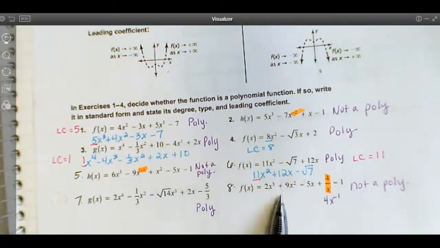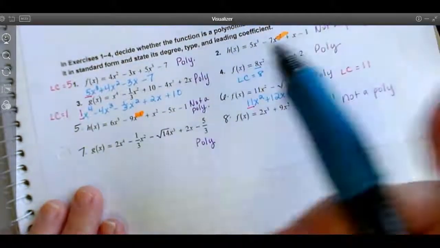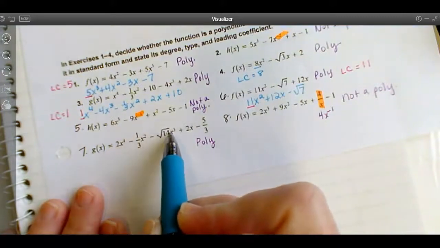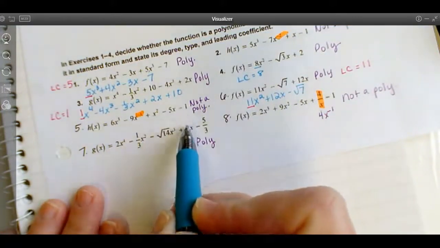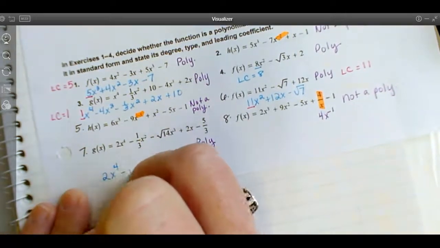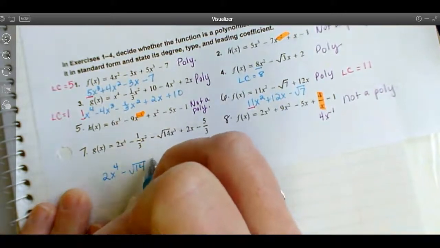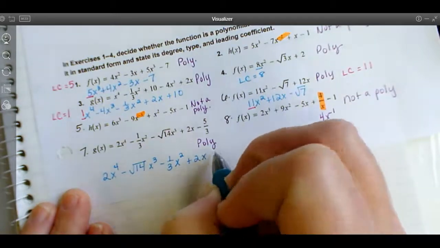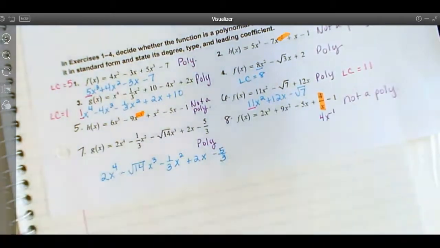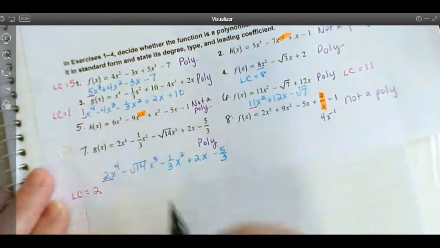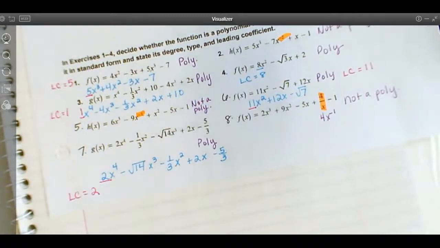Got one more to look at. We don't have to do 8 because it's not a polynomial, but let's look at 7. On 7, we have the 4th power. Third would be here. Second here. First, and then number. So really the only thing we have to do is switch the middle 2. Make sure that you keep the sign with it when you switch it, because that's important. Again, the number at the beginning is our leading coefficient. So leading coefficient is 2.